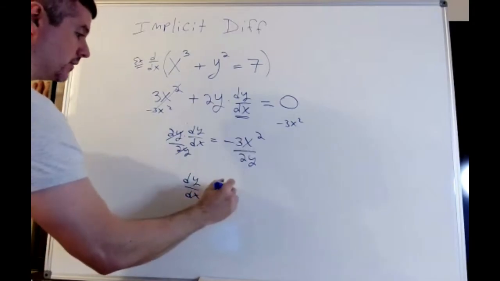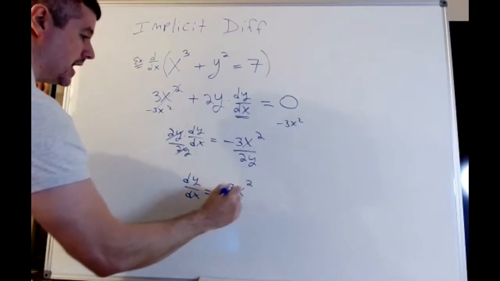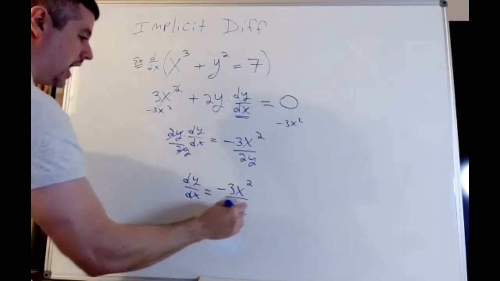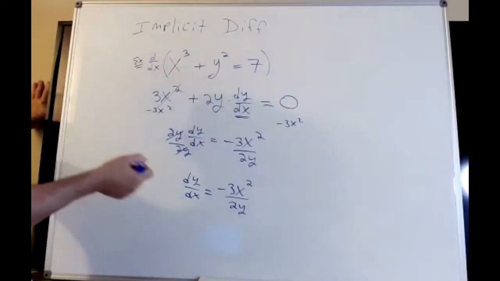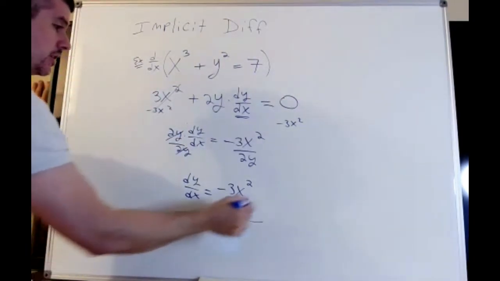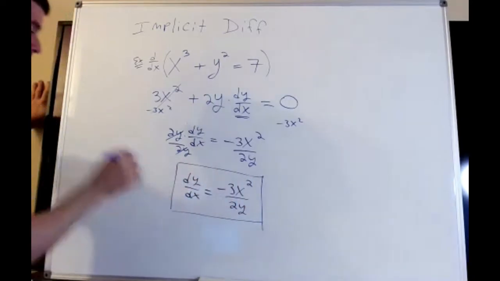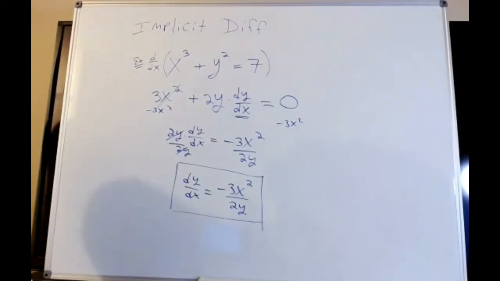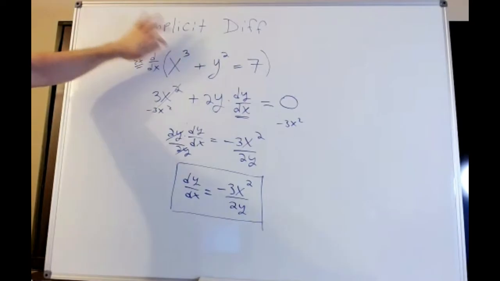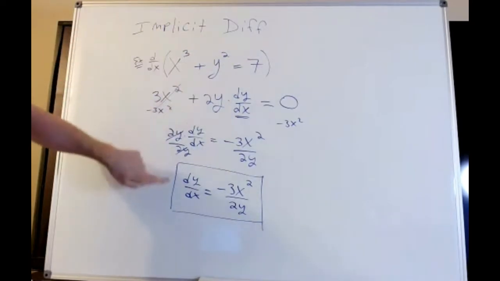This is it. This is the derivative implicitly. I did not solve for y and take the derivative like I normally could. Most of these, you just simply can't solve for y. So you take the derivative one term at a time, and you solve for dy dx.